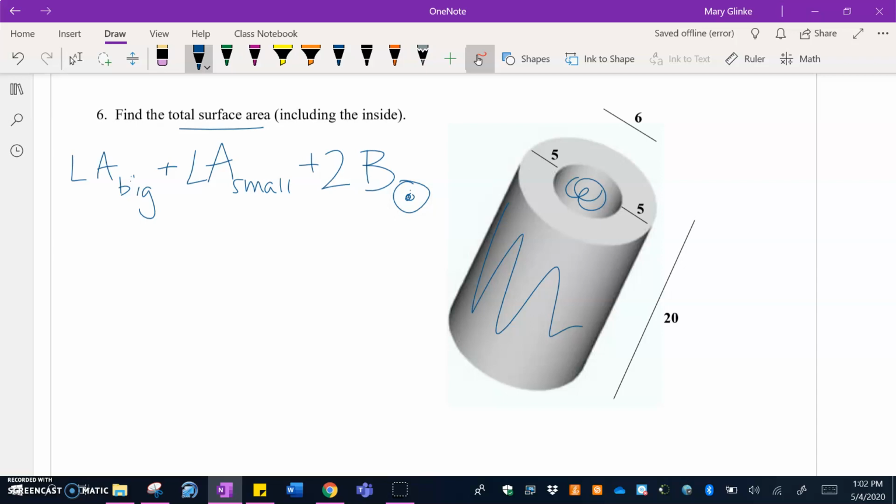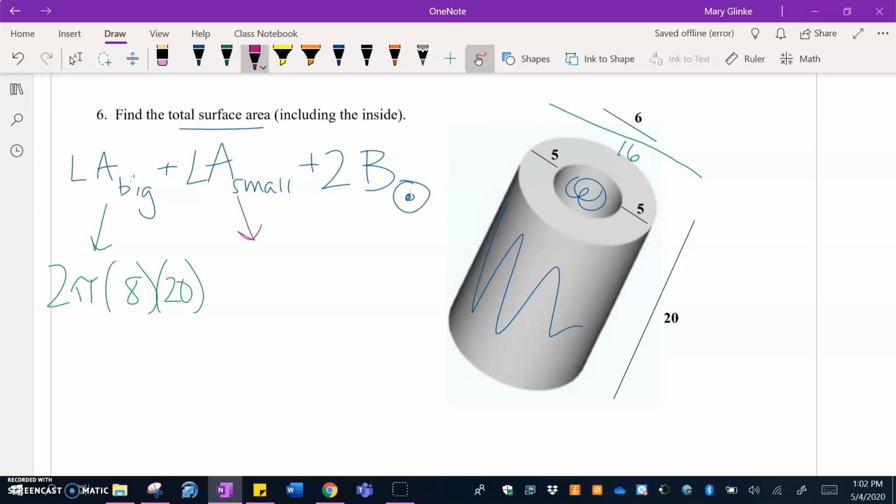Looking at each of these parts, the lateral area of the big one is going to be 2 pi r h. The radius of the bigger one, I have to be careful, is 5 plus 5 plus 6, which is 16. That's the diameter. So my radius here is going to be 8 times the height, which is 20.